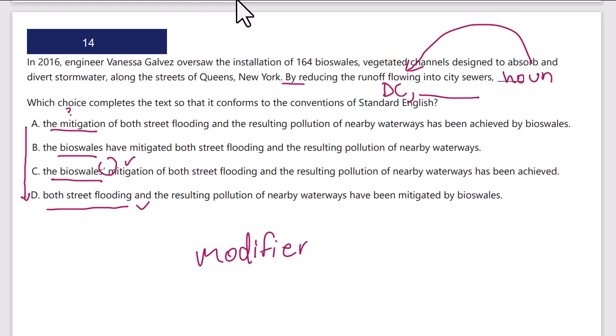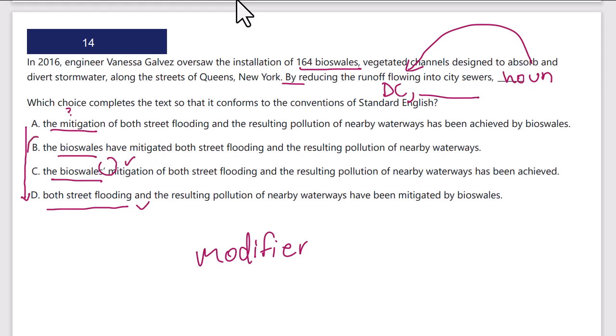By reducing the runoff flowing into city sewers, the bioswales. So what are the bioswales? In 2016, engineer Vanessa Galvez oversaw the installation of 164 bioswales. These are vegetated channels designed to absorb and divert stormwater along the streets of Queens, New York. So by reducing the runoff flowing into the city sewers, bioswales have mitigated both street flooding and pollution. Yes, the bioswales are what are reducing the runoff and flow of the city water.